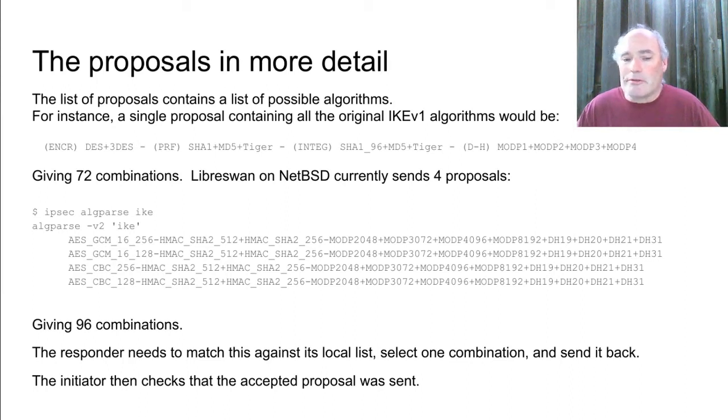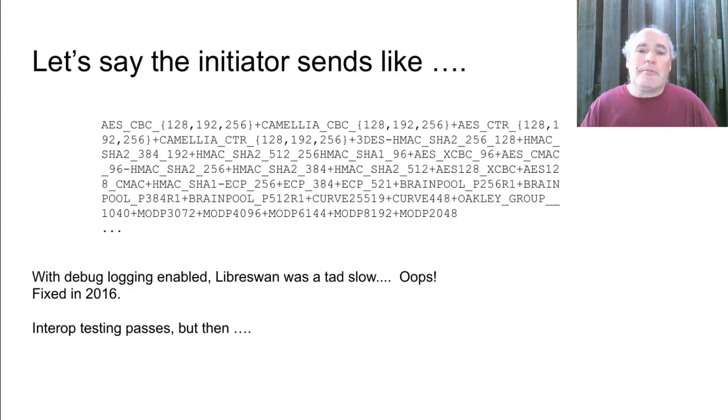96 combinations. And the responder goes through that, compares it with what it thinks is actually reasonable, and the responder makes the final decision. These are just suggestions. The responder has to match up something that the initiator said, yeah, I can handle. And so that's it. But let's say you have an initiator that feels like supporting or connecting to anything, and the proposal comes in and it looks like this.